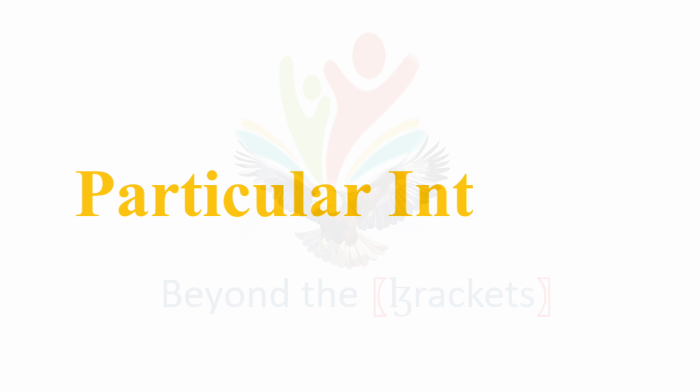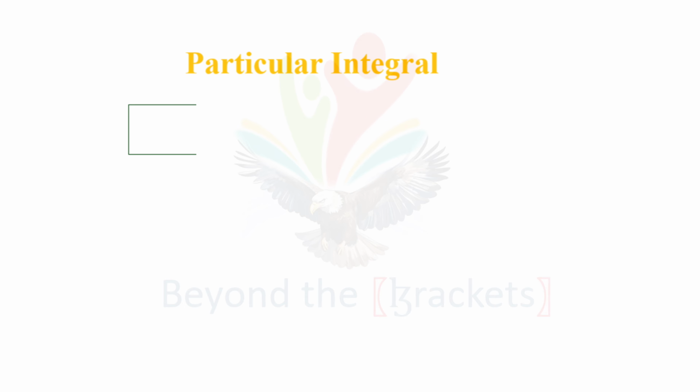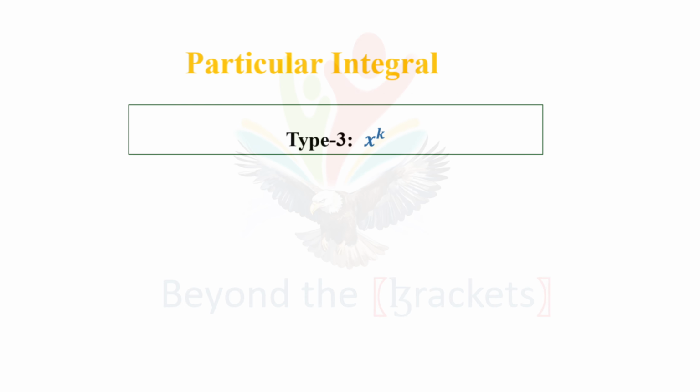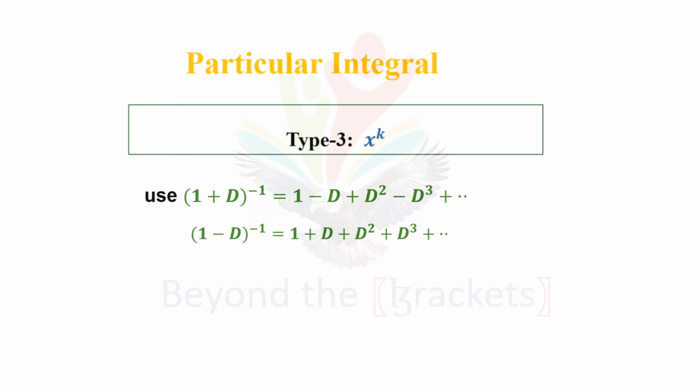Today we'll continue our discussion on particular integrals of type 3, where the right hand side is of the form x power k. To solve this, we use these two key formulae. Let's see how we can apply these to find the particular integral.